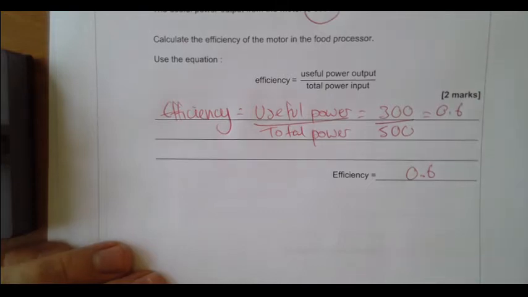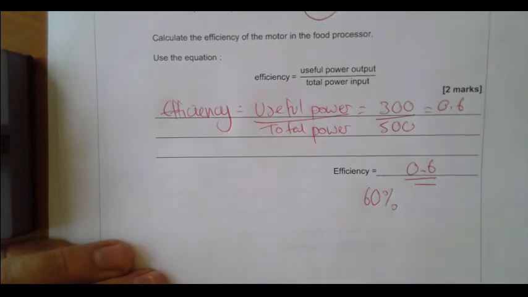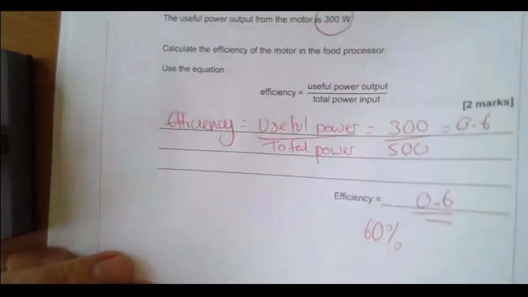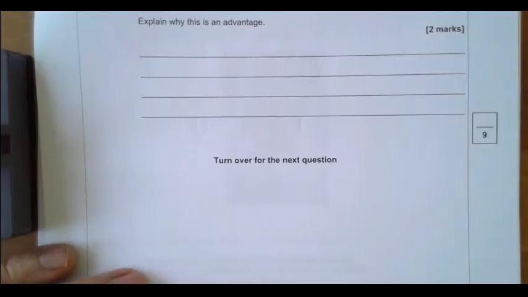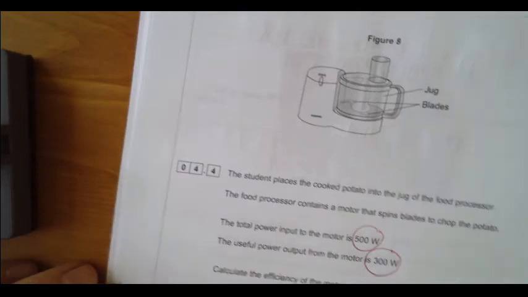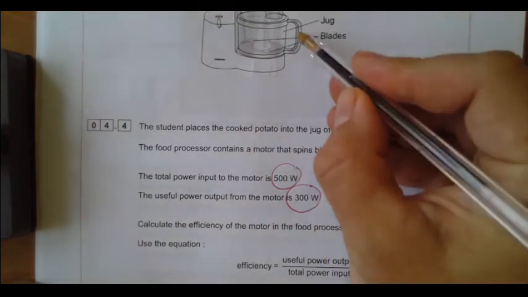The jug is made of plastic with a low thermal conductivity. Explain why this is an advantage. So if we look at the jug, here are the blades. So if you're blending something hot, you don't want to burn yourself on there. So this is an advantage. So food stays warm.